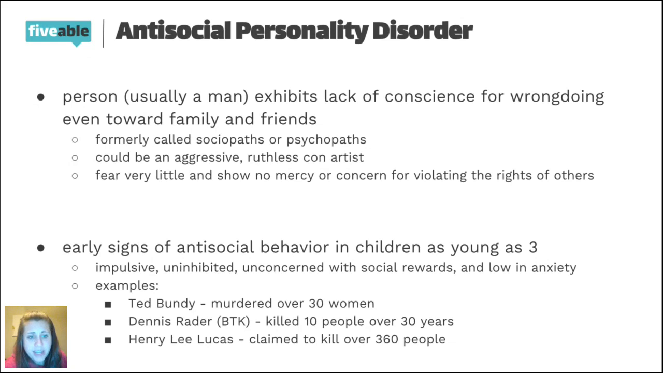We can identify early signs of this in children as young as 3. I watch a lot of Criminal Minds. Some of it's true, some of it's exaggerated, but we can see that people who are impulsive at a really early age, uninhibited, kids who don't care about social rewards at all, or that fitting in sort of thing, and people have low anxiety. Because think about it, if you didn't care what anyone thought about you and hurting anyone's feelings or anything like that, you probably wouldn't feel anxious about much, because who cares? I'm looking out for me and I'm going to do what's best for myself.